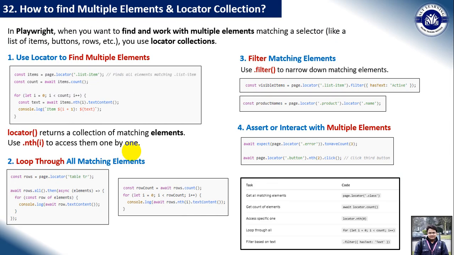If you want to find multiple elements, in Selenium we have find elements and find element, right? Two things. When we use find elements, it will give the list of the elements. So what is the way in Playwright?